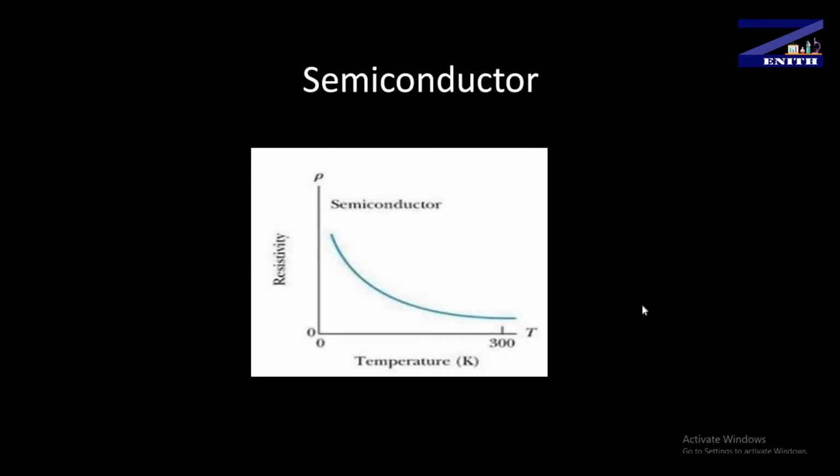Now let's see a semiconductor graph, or the relation between the resistivity and temperature for semiconductor materials. With temperature, the resistivity decreases exponentially. So this is the graph. As the temperature is increasing, the resistivity is decreasing exponentially. So I think it's clear now.